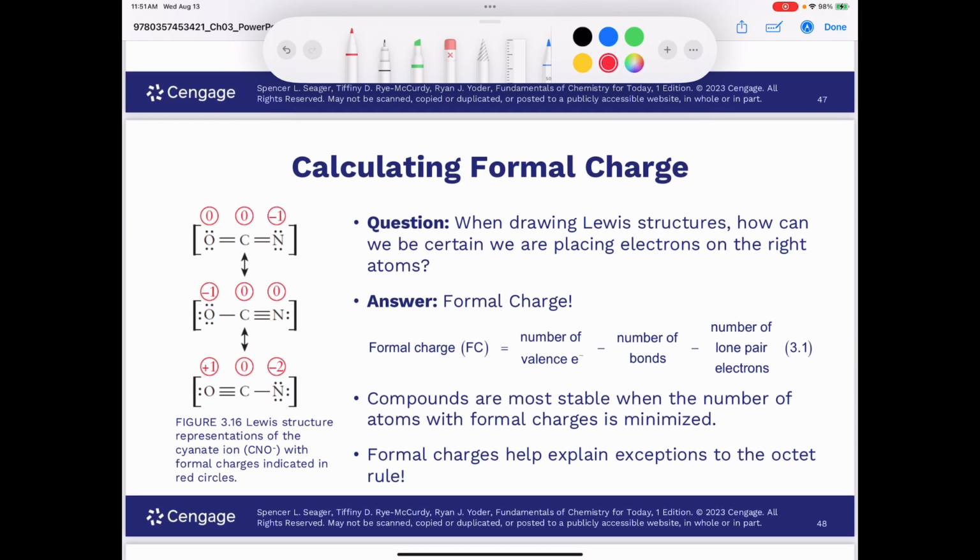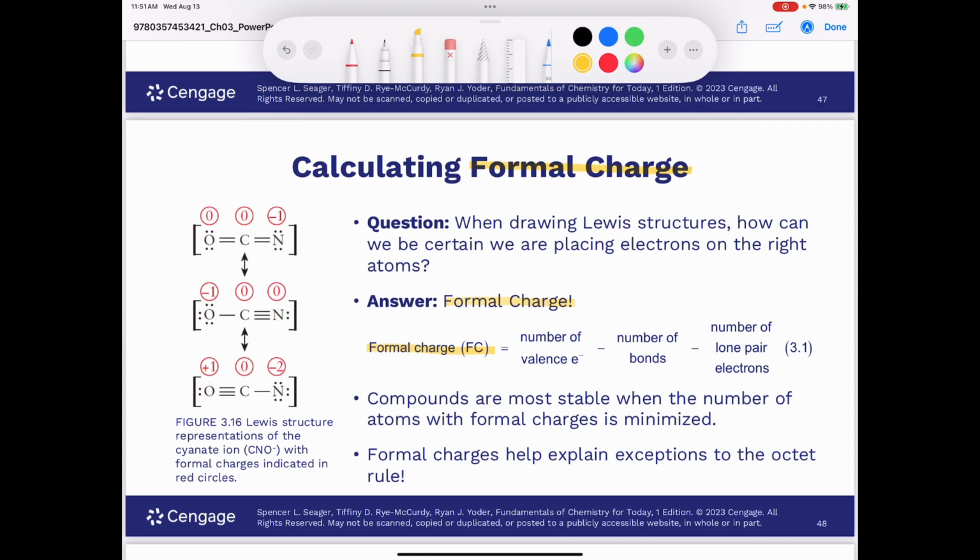Next, you have to learn how to calculate what's called formal charge. So calculating formal charge. Question: when we're drawing a Lewis structure, how can we be certain that we are placing electrons in the right place? And the answer is formal charge. The way they lay it out in the textbook is like this. Formal charge is calculated by taking the number of valence electrons on your atom, subtracting the number of bonds, and then subtracting the number of lone pair electrons, okay?